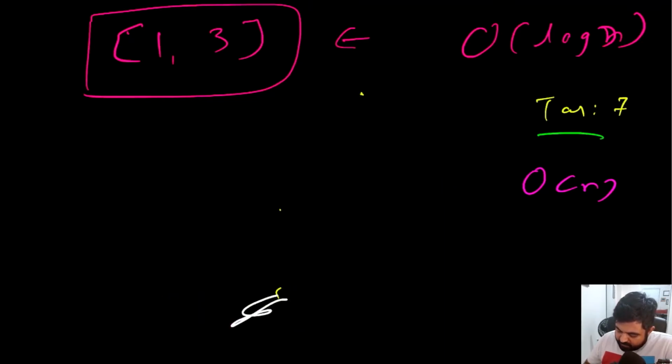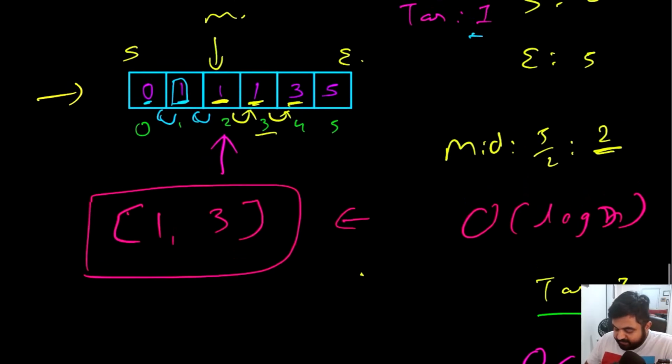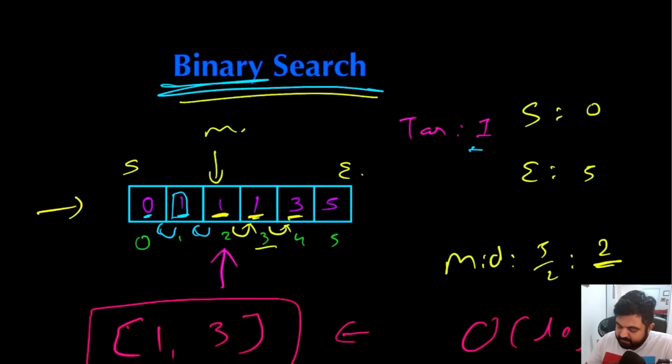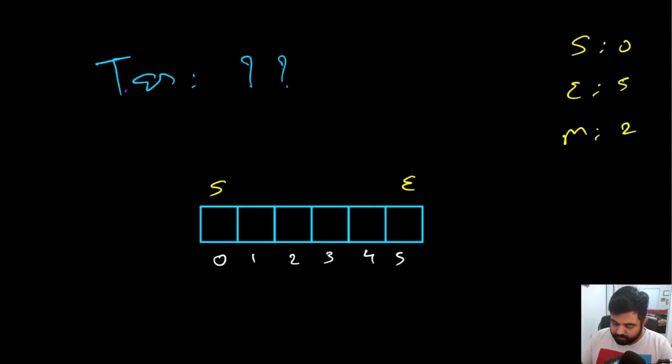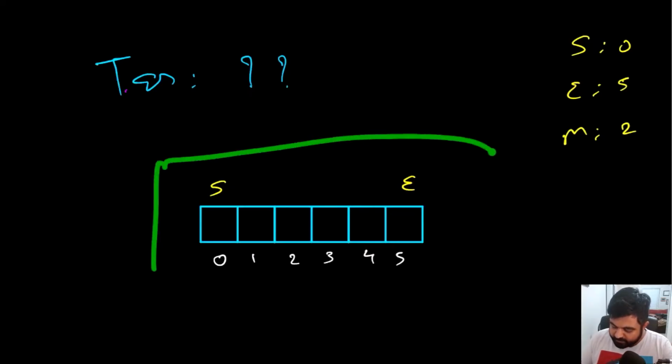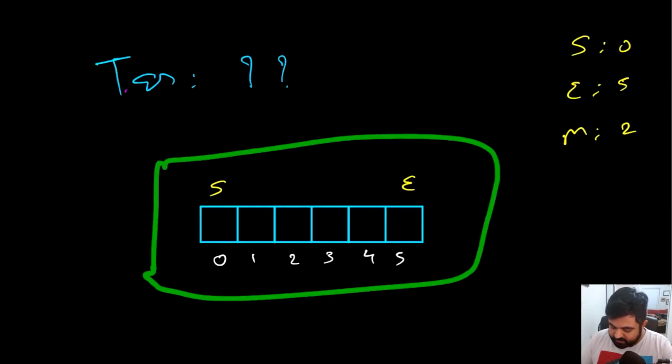So the logic we are going to apply is that definitely we are going to use binary search, right? That's a given fact, but we will have to make some tweaks. Now I'm going to show you a rough blueprint of the solution we are going to apply. So suppose this is the array we are given.